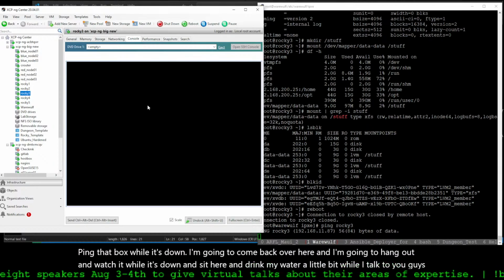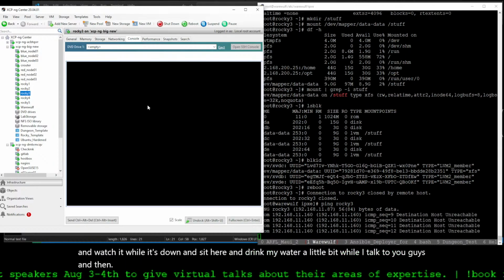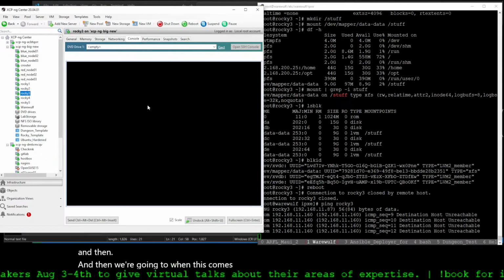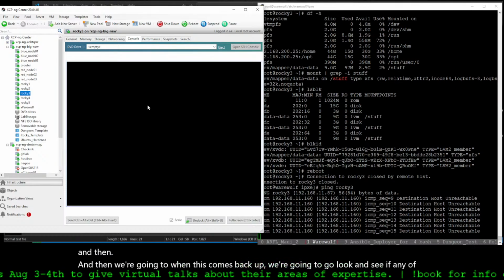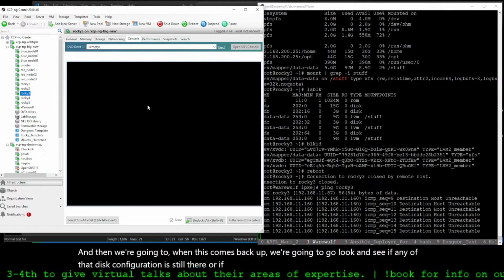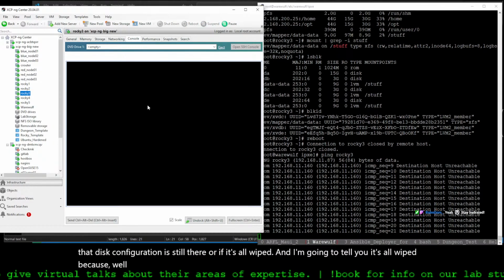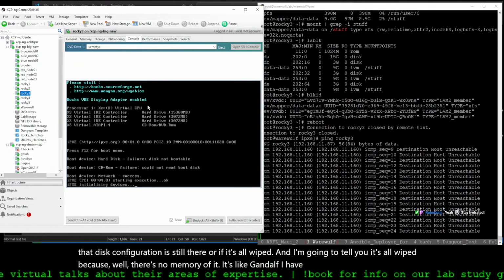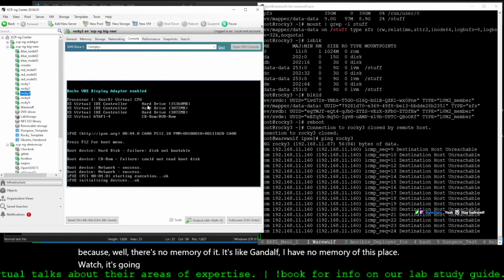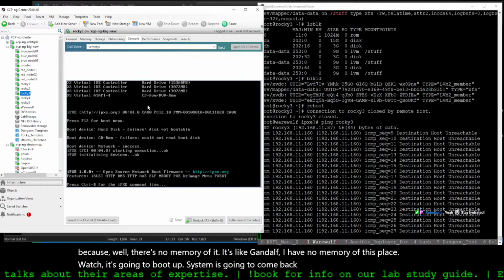And then when this comes back up, we're going to go look and see if any of that disk configuration is still there or if it's all wiped. And I'm going to tell you it's all wiped because there's no memory of it. It's like Gandalf, I have no memory of this place. Watch, it's going to boot up, the system's going to come back up, and none of those changes I made are there.